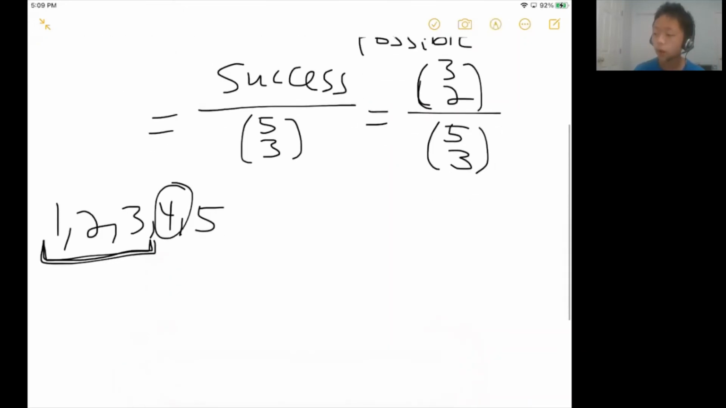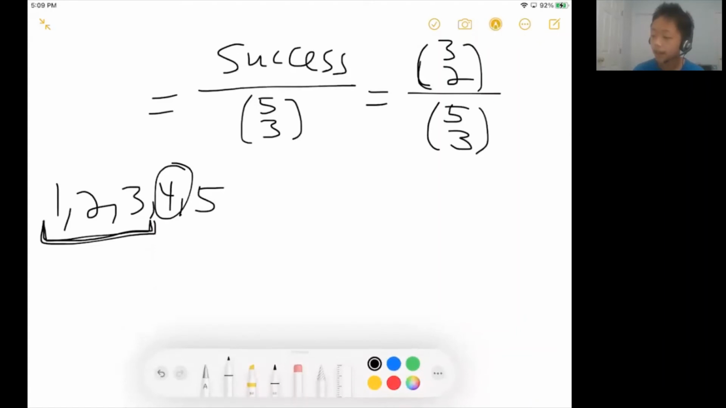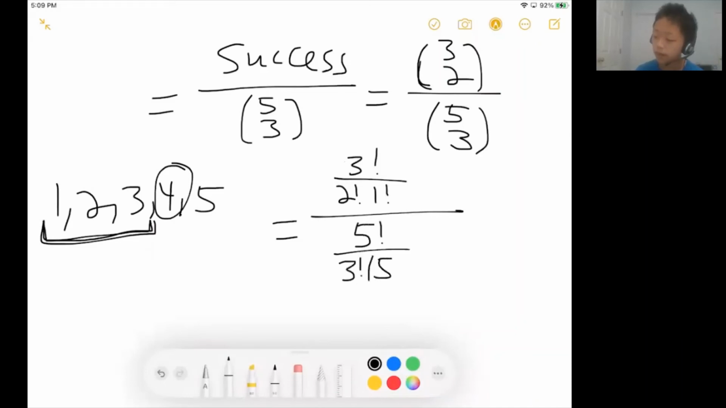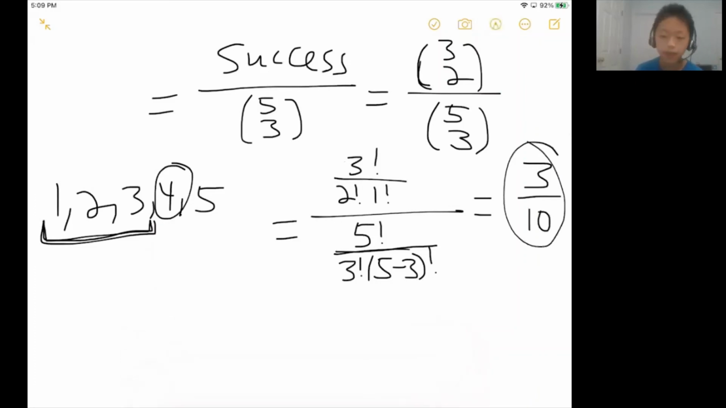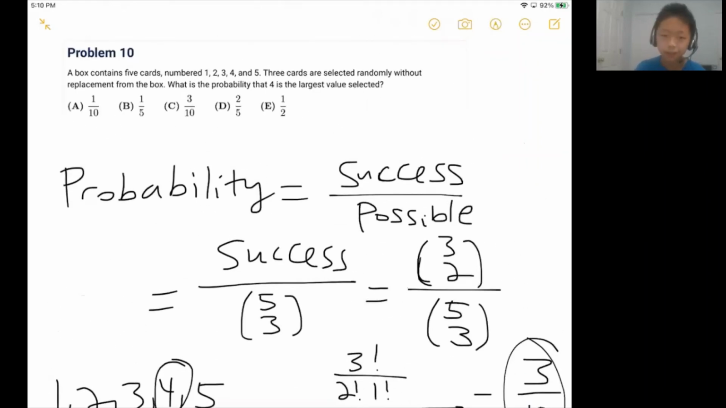So now all we have to do is calculate these combinations. Remember that 3 choose 2 is going to equal 3 factorial over 2 factorial times (3 minus 2) factorial, which is 1 factorial. And the denominator, 5 choose 3, is going to equal 5 factorial over 3 factorial times (5 minus 3) factorial. If you simplify the top, you get 3, and if you simplify the bottom, you get 10. So the probability that we meet the conditions given in the problem would just be 3 over 10, which is choice C, the answer to the problem.